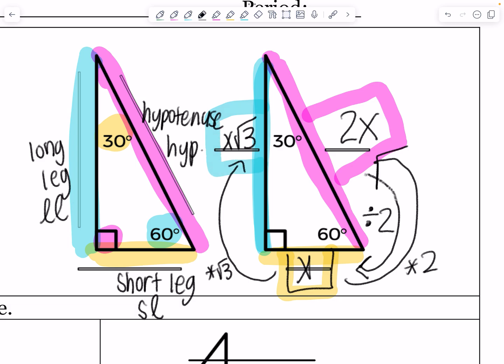And so what if you wanted to go the other way? What if you had the long leg and you wanted to go backwards to the short leg? You're going to divide by root 3. So essentially what's going to happen is my short leg is the ticket around this triangle. It gets me into the long leg and it gives me the hypotenuse. So if I have the hypotenuse and I want the long leg, I have to go grab the short leg first before I go get the long leg.